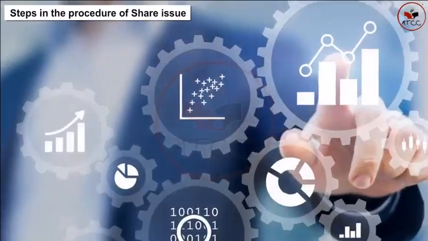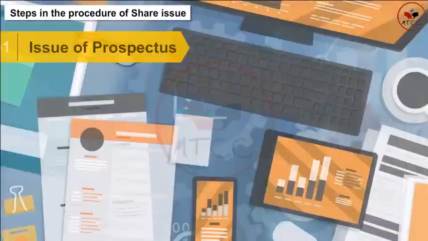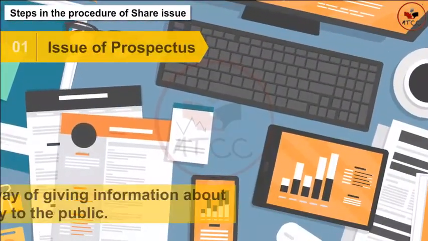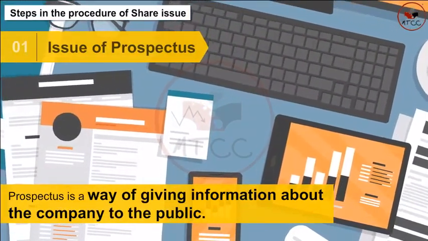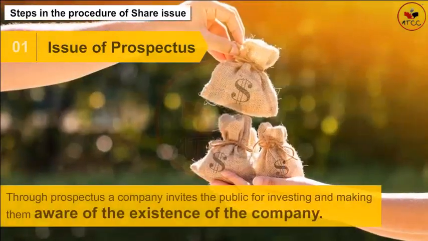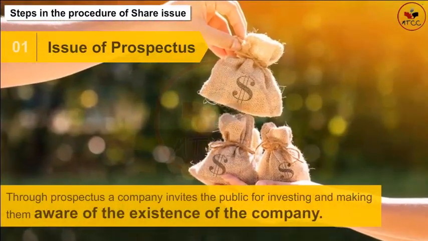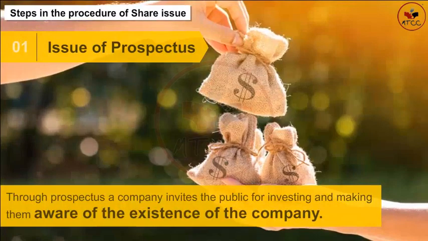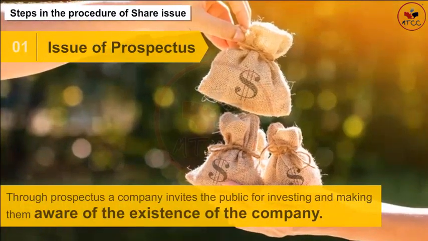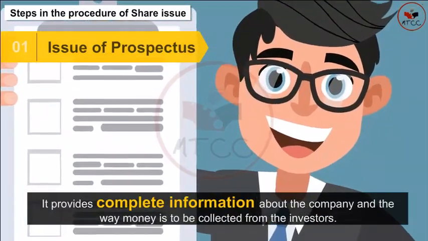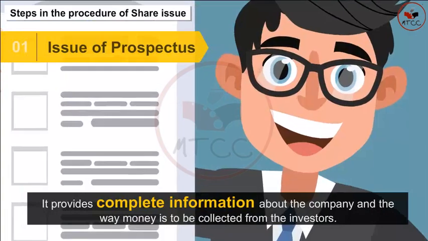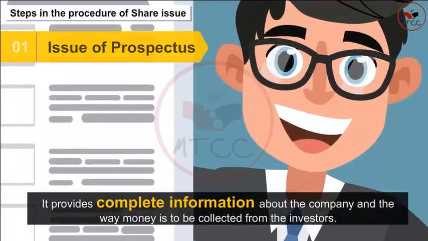Steps in the procedure of share issue. Issue of prospectus. Prospectus is a way of giving information about the company to the public. Through the prospectus, a company invites the public for investing and makes them aware of the existence of the company. It provides complete information about the company and the way money is to be collected from the investors.